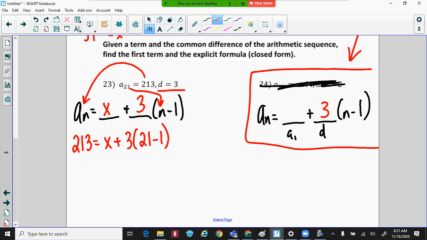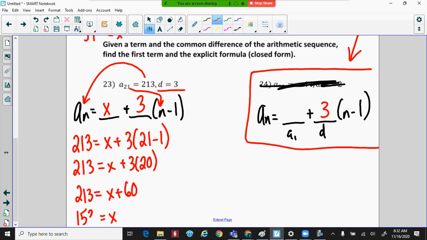Again, solving just like algebra. 213 is equal to x plus 3 times 20. 213 is equal to x plus 60. I subtract 60, and the answer is 153.